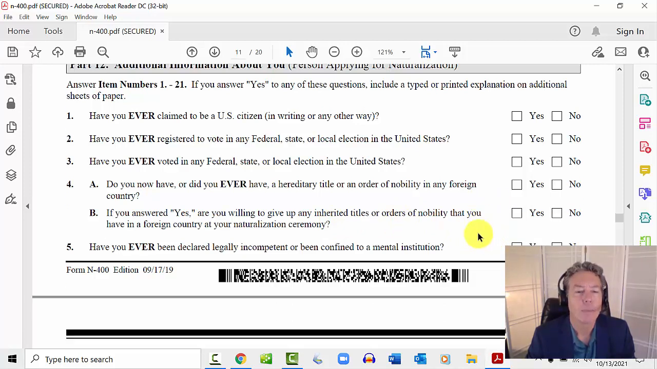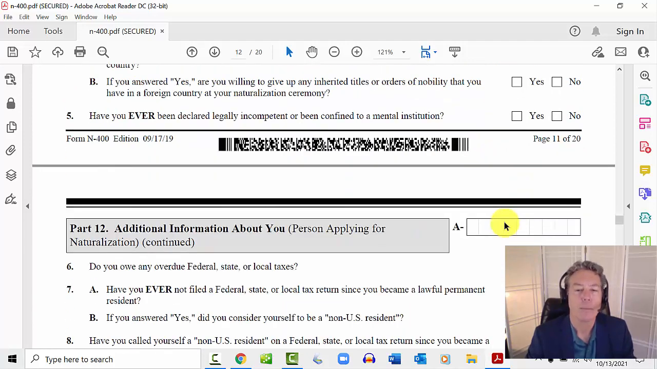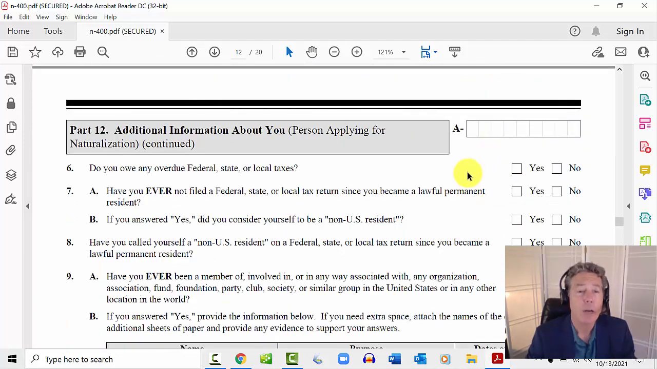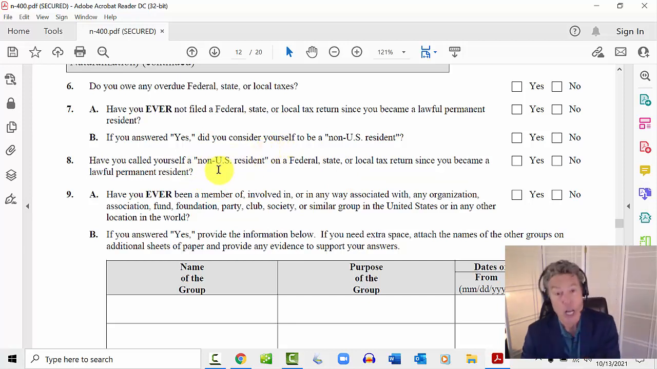Got to do it. Have you ever been declared legally incompetent or confined to a mental institution? Owe any overdue federal, state, or local taxes? They're coming at you. Have you ever called yourself a non-U.S. resident on a federal, state, or local income tax return since you became a permanent resident? If I'm a permanent resident, I am a U.S. resident. If I claim that I'm a non-U.S. resident, they can revoke my underlying basis for my green card and send me out of the country, burping and chirping on the curb.